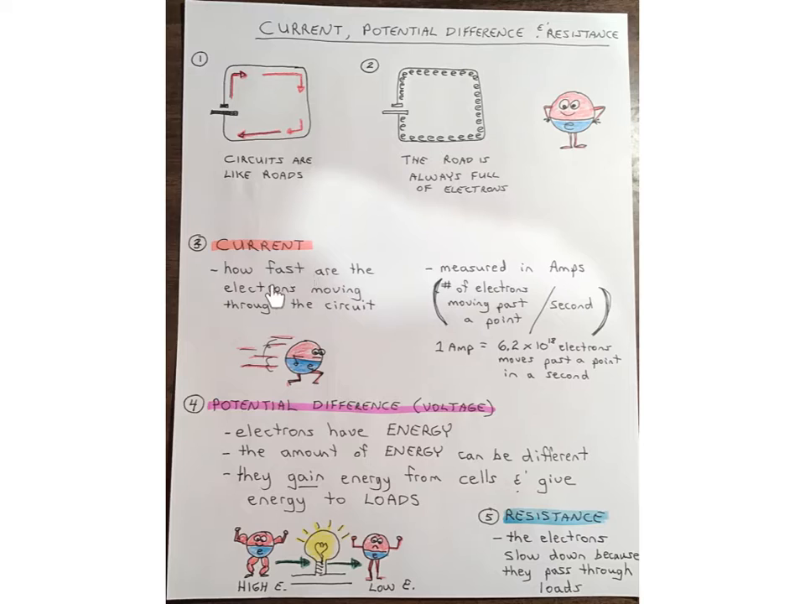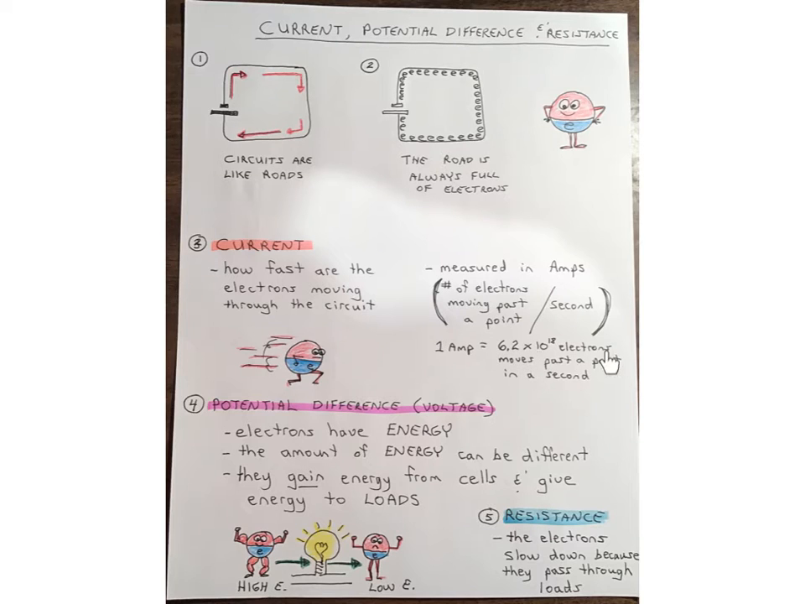Current is a measure of really how fast the electrons are moving through the circuit. So here's my little electron guy, and here he is going pretty fast. It's measured in amps, the number of electrons moving past a point per second. So at any point, if I stood there and watched and counted electrons, that would be the number of amps.